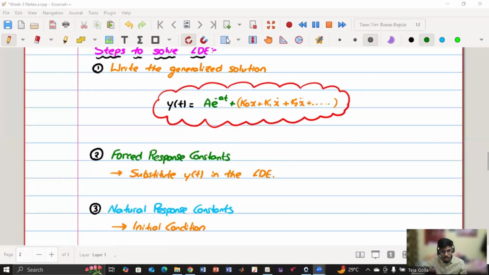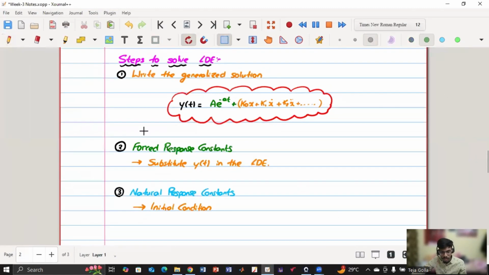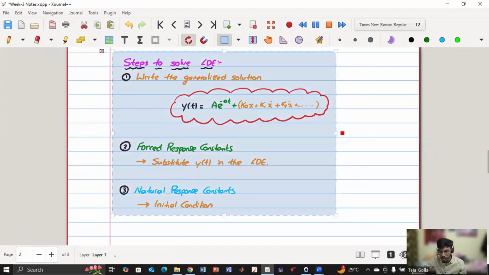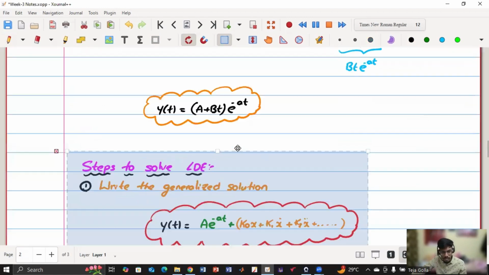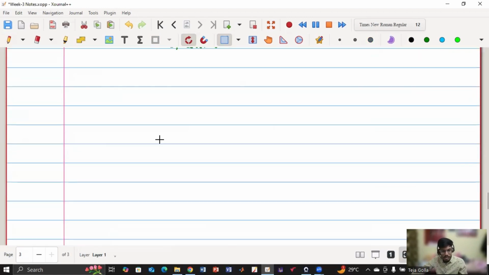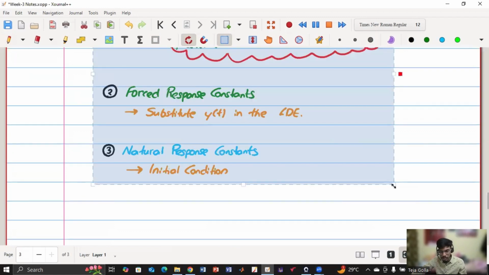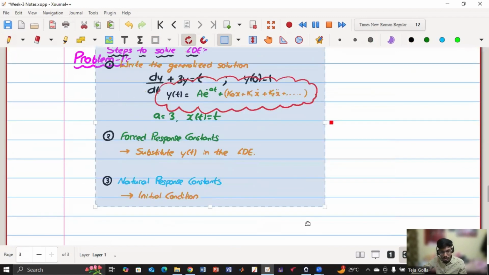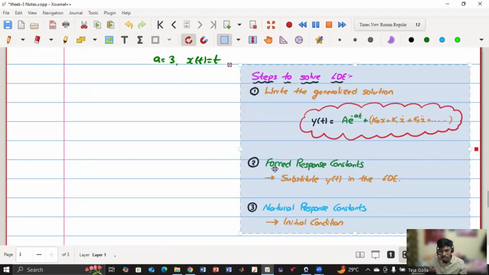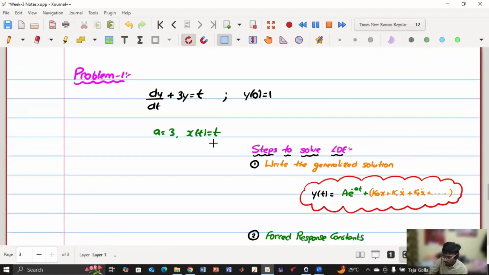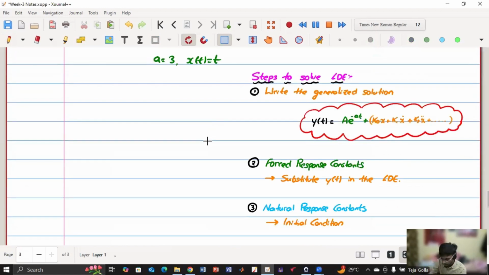So now let us copy this and use the same. For every question, I'll keep this aside so that people can know we are following the same steps and will be able to correlate. The first thing I have told is to write the generalized solution. Can someone tell me what is the generalized solution?